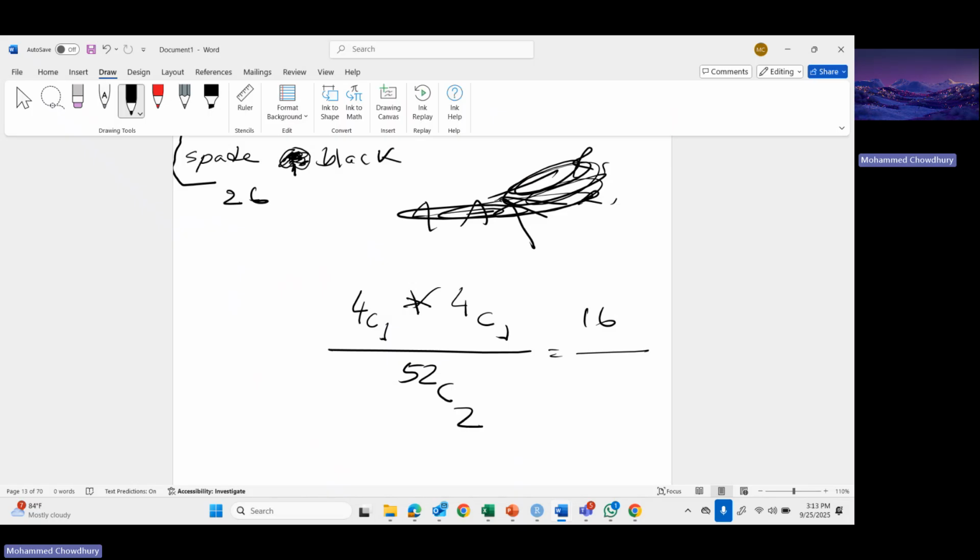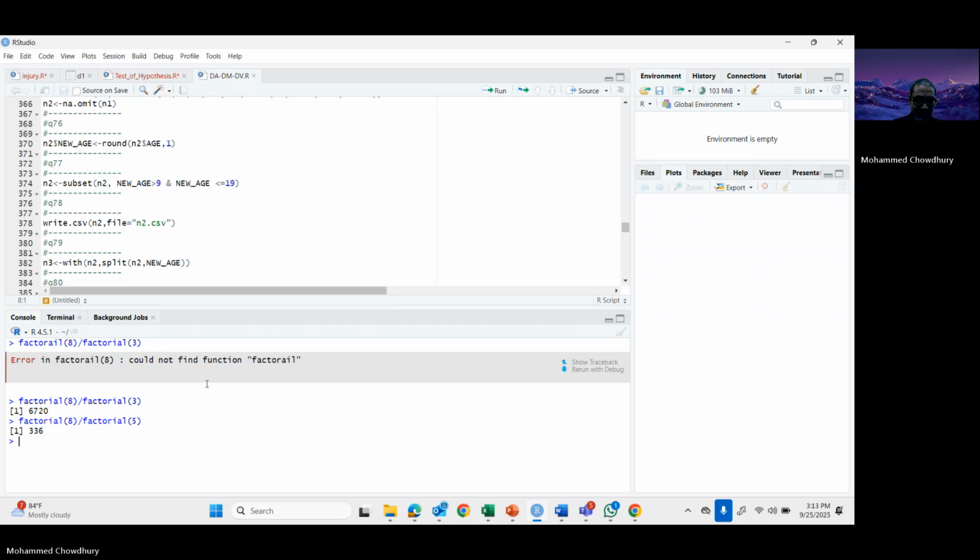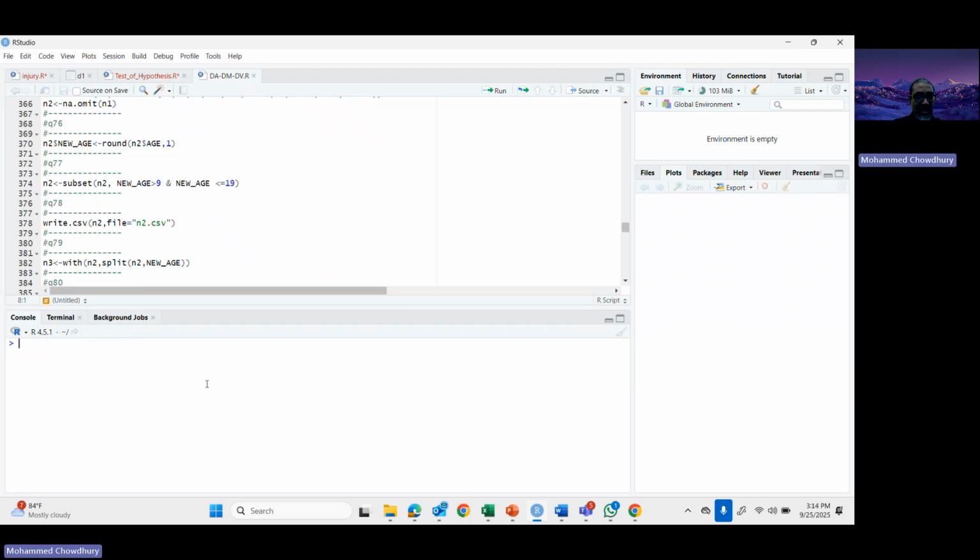Let's see how quickly I can do this in R, right? Can I do this quickly in R? Take a look at that. So I just need to do choose 4, 1 times choose 4, 1 divided by choose 52, 2. Okay.